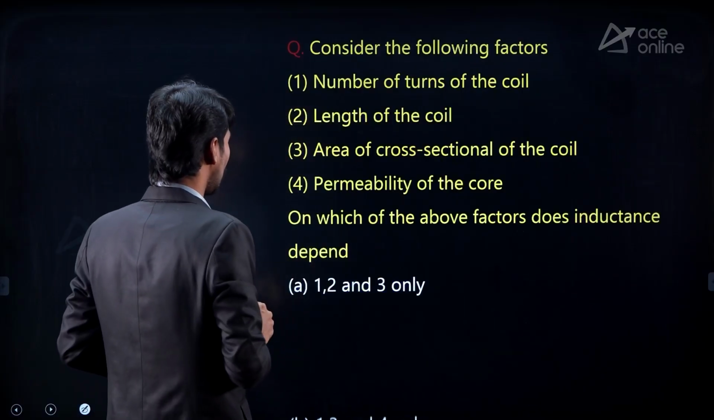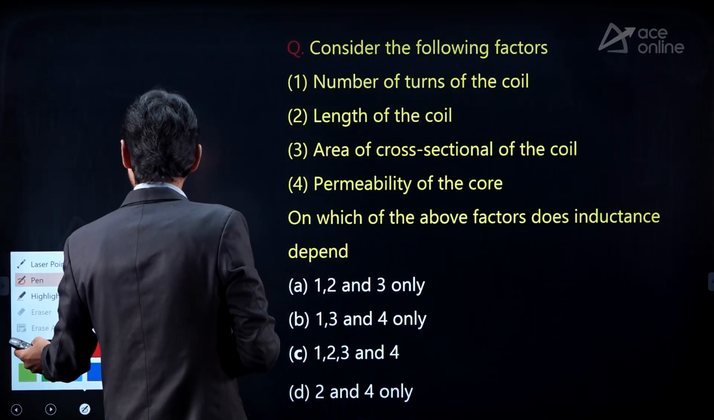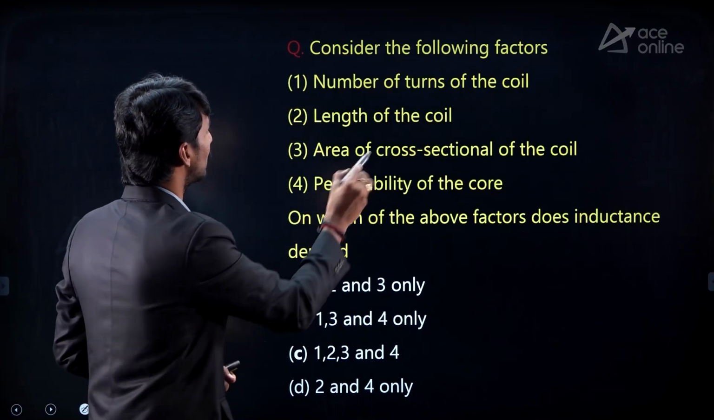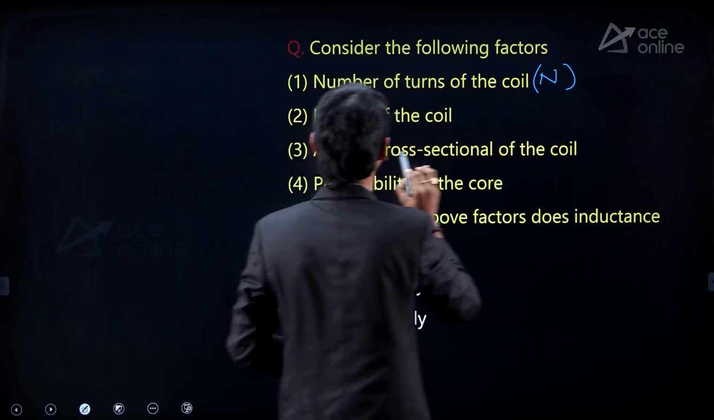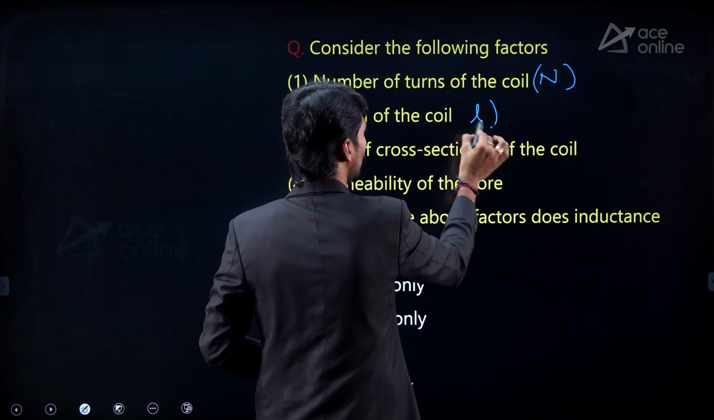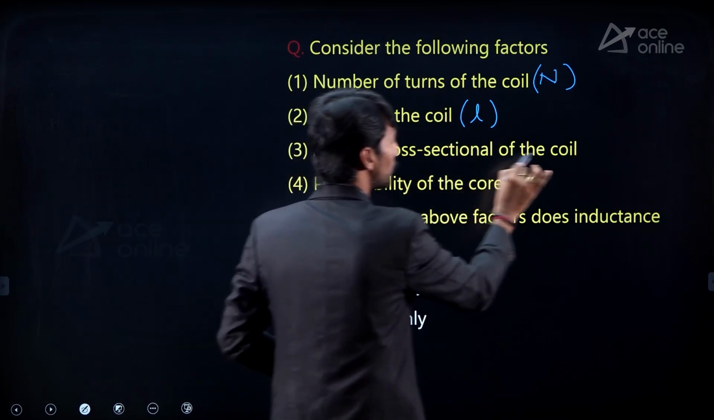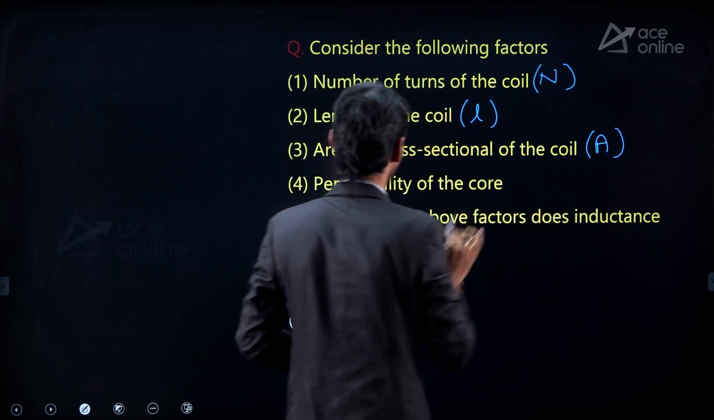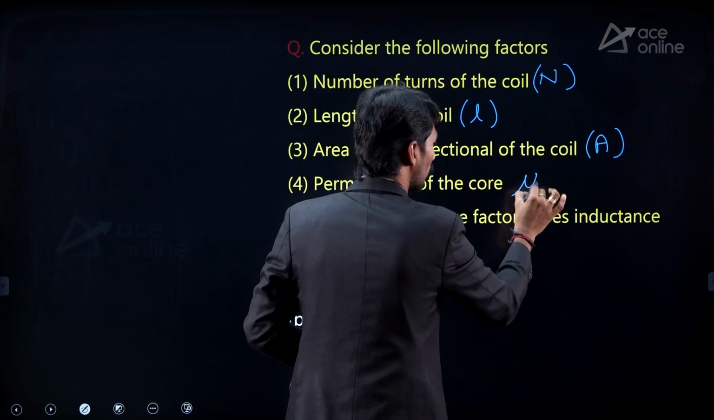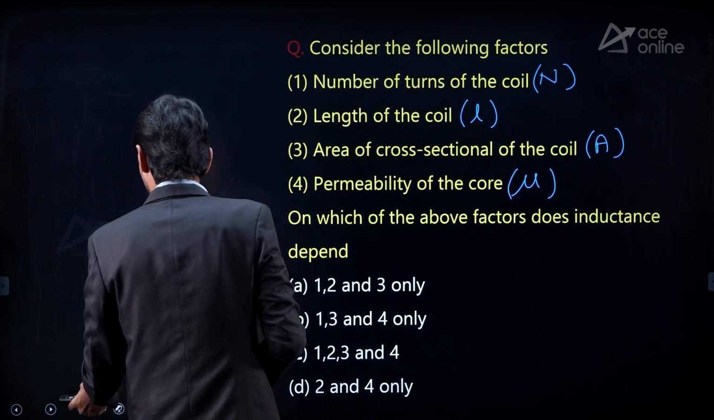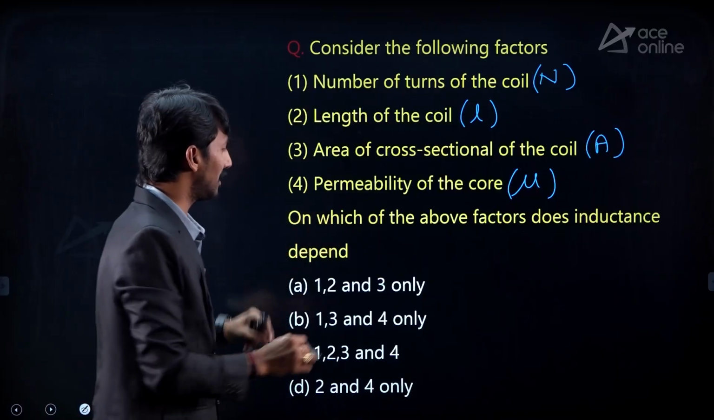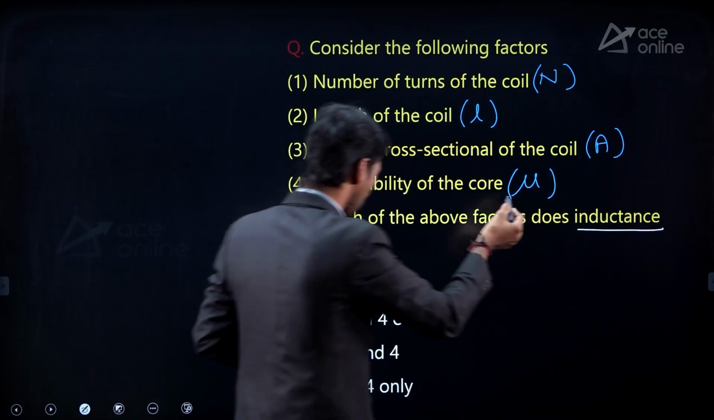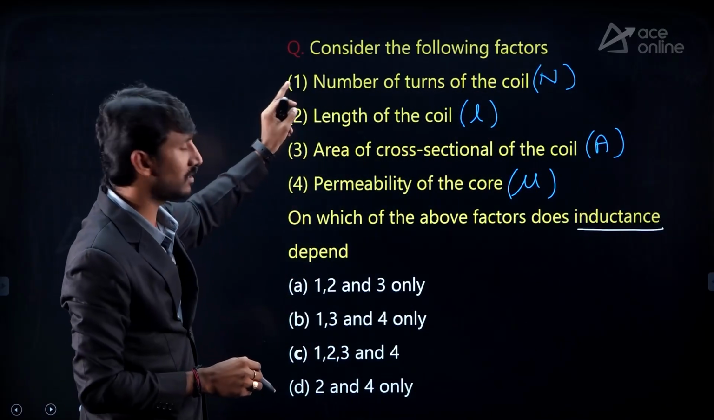Consider a very, very simple question. Consider the following: number of turns N is given, length of the coil L is given, area of cross section of the coil A, and permeability of the core, simply mu. Among these, he is asking, on which of the above factors does inductance depend?